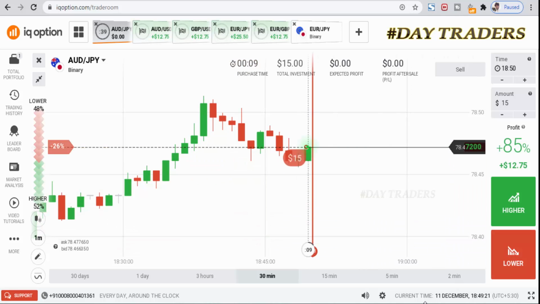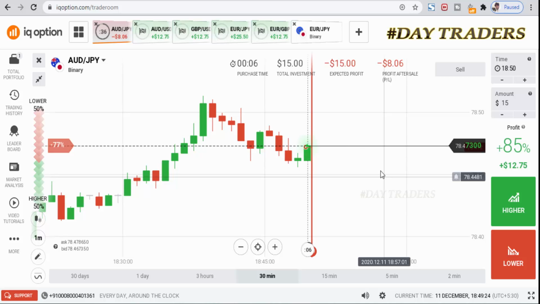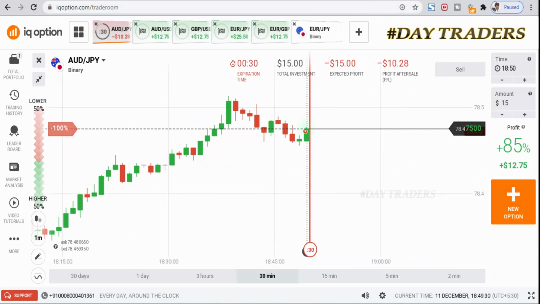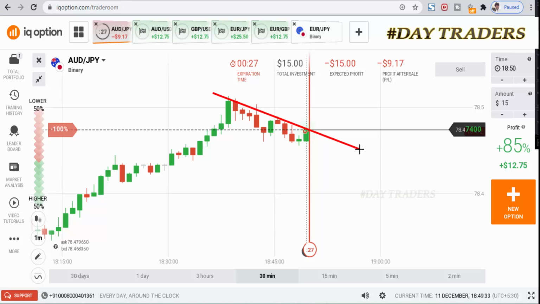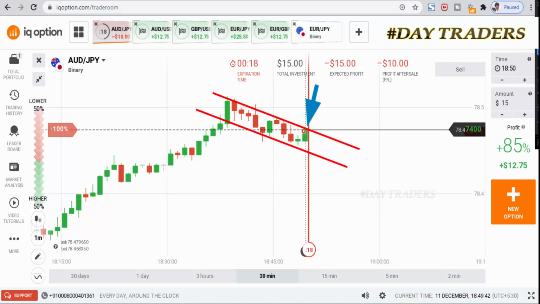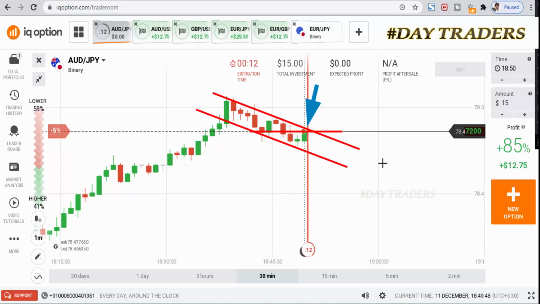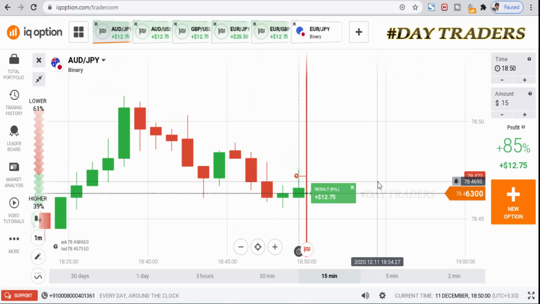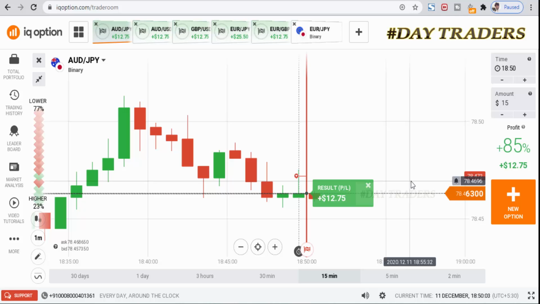Okay, we'll place a lower option, only a marginal safety trade. This is a bearish momentum. It's a downtrend market, so that's the reason I place a lower option. Exactly entered after this minor resistance level. It made a little bit of rejection. I won this trade, you can see. Okay, it's a very strong rejection, and this is also a winning trade.